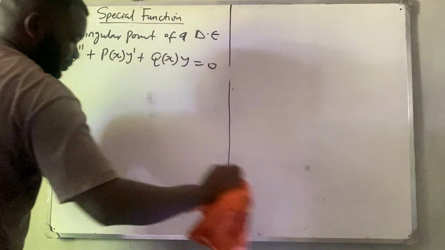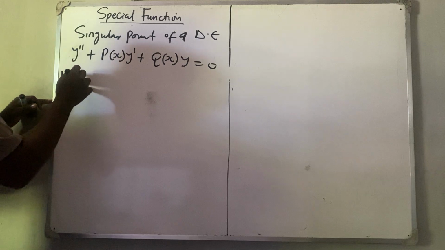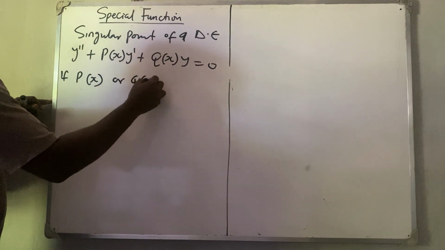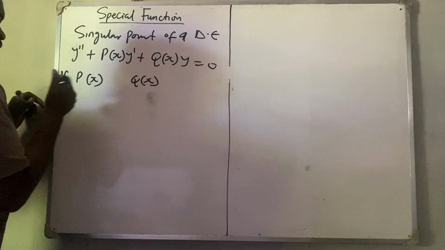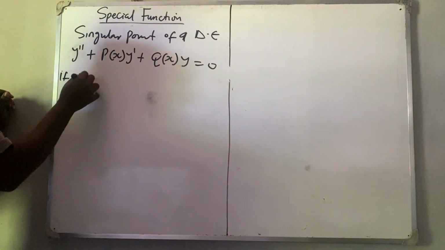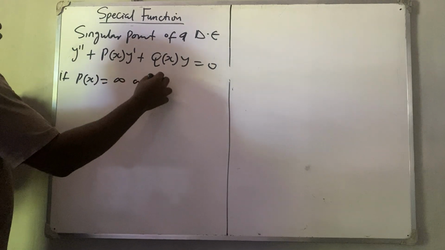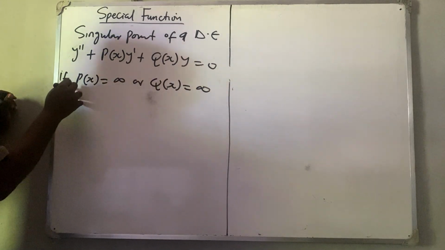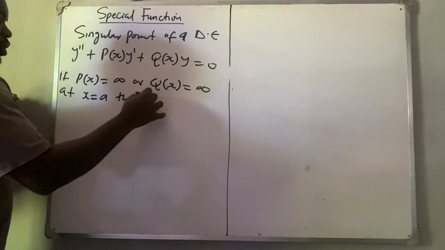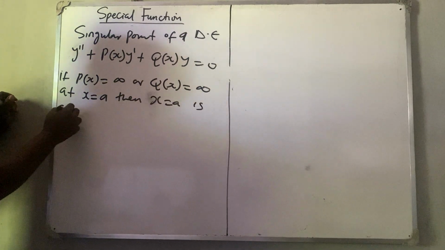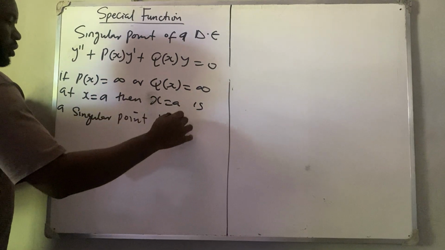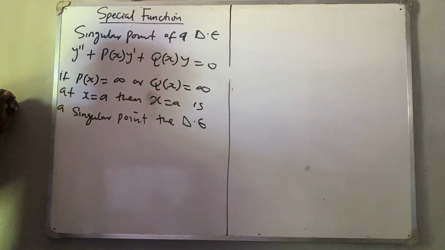So we will say that if p of x or q of x is equal to infinity at x equal to a, then we conclude that x equal to a is a singular point of the differential equation.